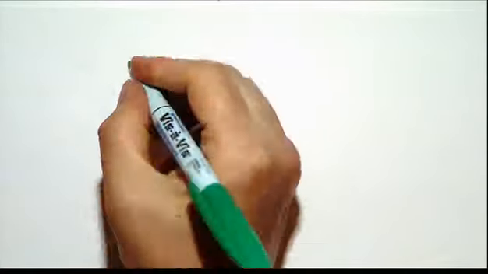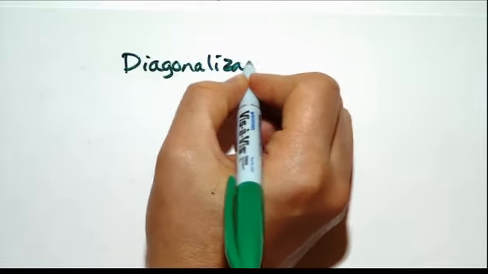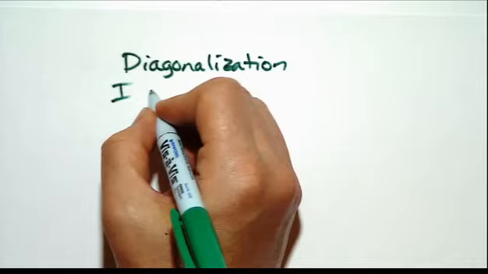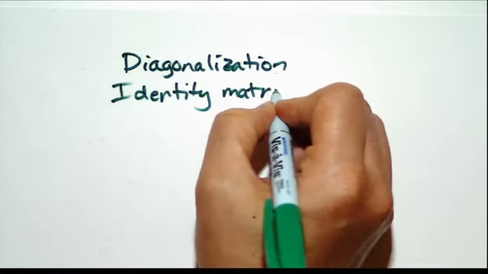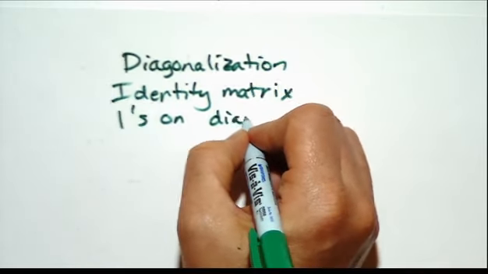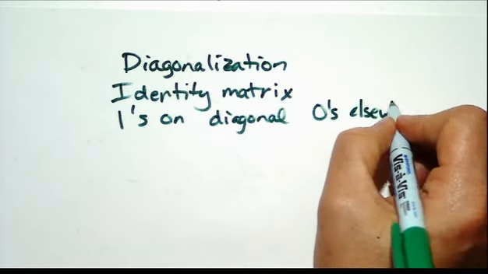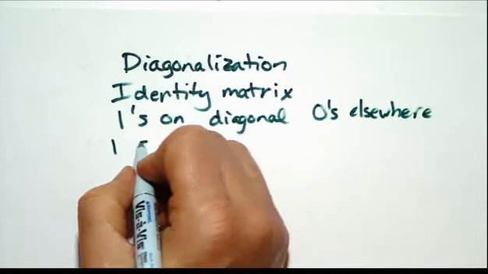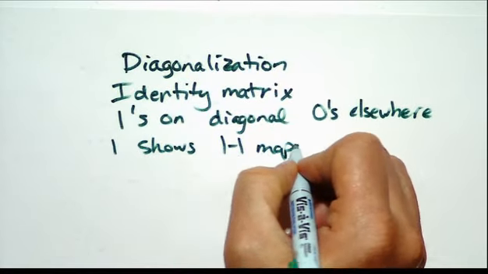So if I want to show two things of the same size, diagonalization needs to make an identity matrix that has 1s on the diagonal and 0s elsewhere. And the 1 shows a one-to-one mapping between elements of the sets.